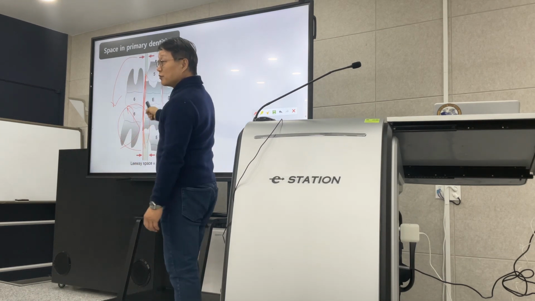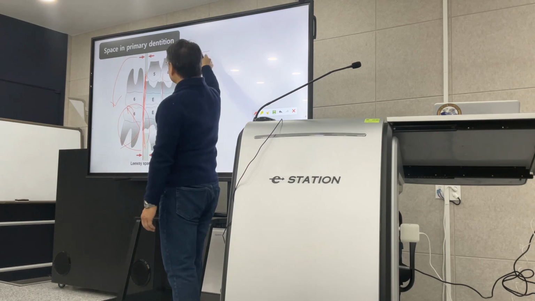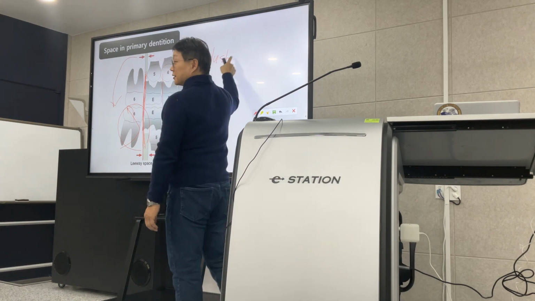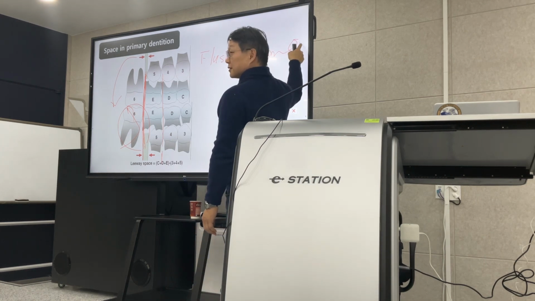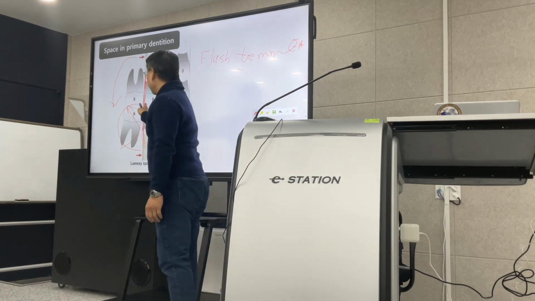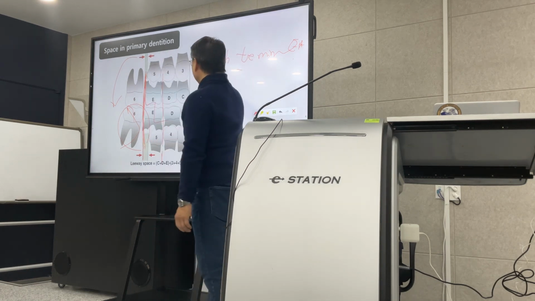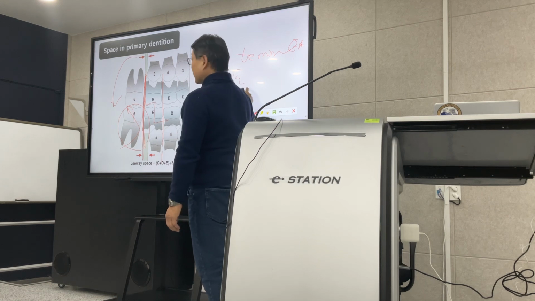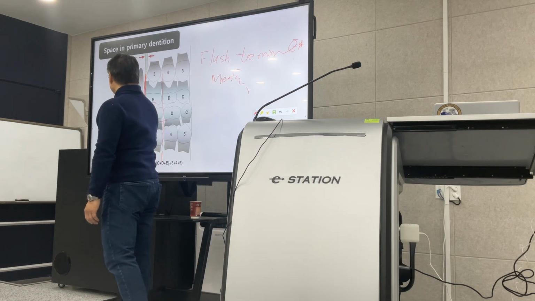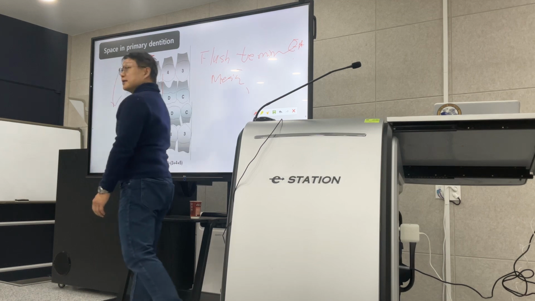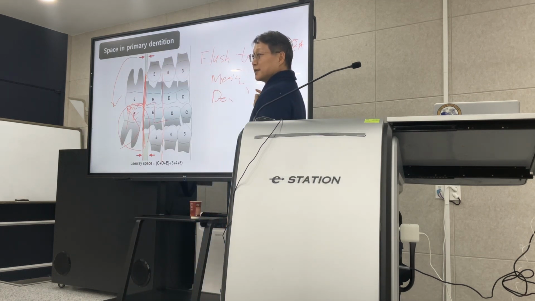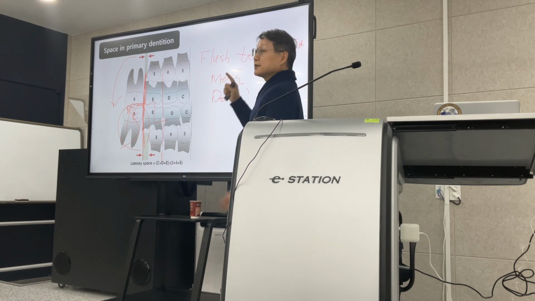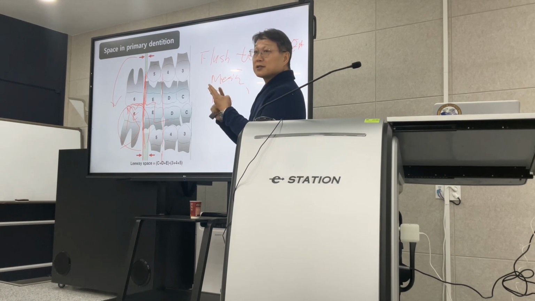Do you remember this kind of word? Flush terminal end. Some patients, if they are right there, we call it mesial step, right? Other patients have some distance, right? Second molar E is here. We call it distal step. These are three kinds of concepts very similar to Class 1, 2, 3, but that is for the permanent teeth.